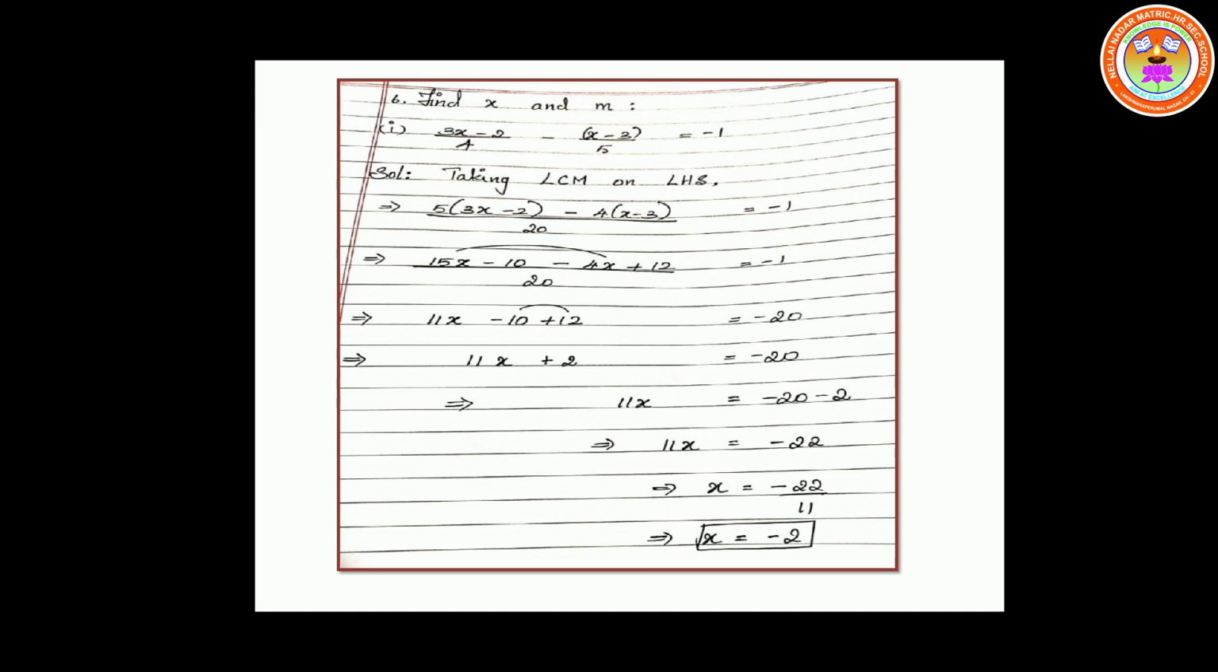Now the last sum, we have two subdivisions of this. Here you have to find the value of x and m. So in the first sum, I am going to find the value of x alone. Okay, so first sum, 3x minus 2 divided by 4 minus x minus 3 by 5 is equal to minus 1.